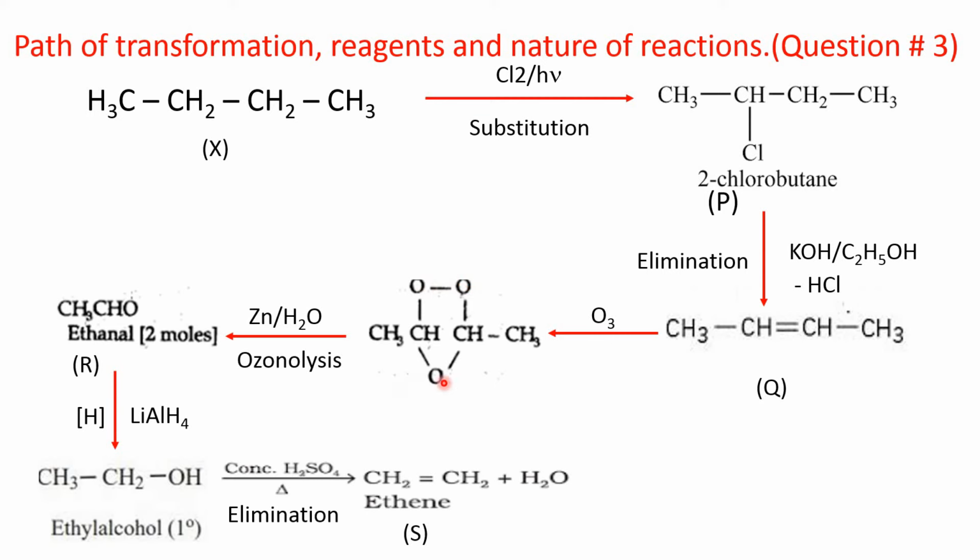After this ozonide formation, it undergoes hydrolysis, that is, reacts with water in presence of zinc, that is called ozonolysis. That means this ozonide breaks down. Breaking takes place from here and here, and if it breaks down like this, then the product will be acetaldehyde or ethanal. So from this part one ethanal and this part another ethanal. So overall result is formation of 2 molecules of ethanal or acetaldehyde, which is our compound R.